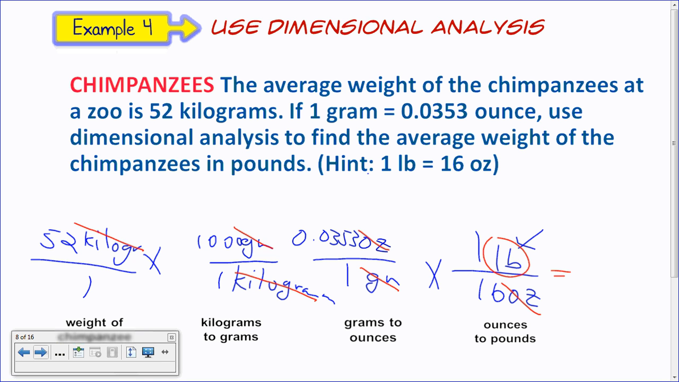And I do 1,000, so it'd be 52,000 times 0.035, how much is that? 1,835. 1,835.6. I divide that by 16. That should be right. 1.8. Pound, right? That's not reasonable.